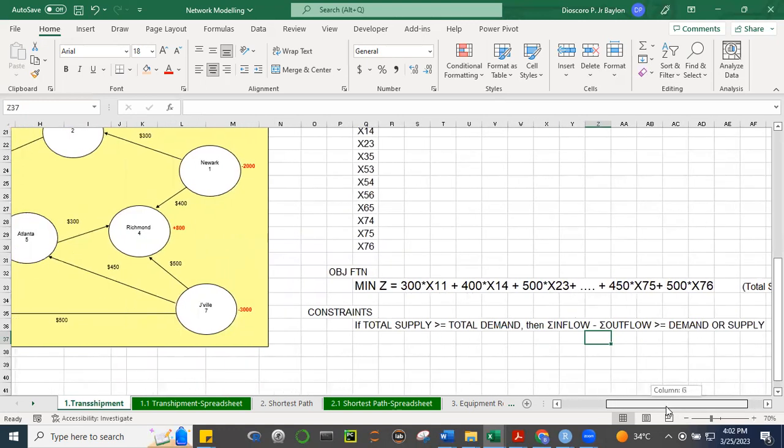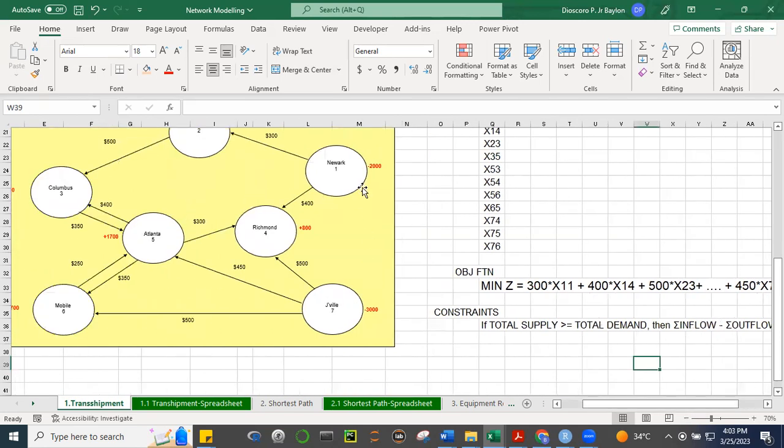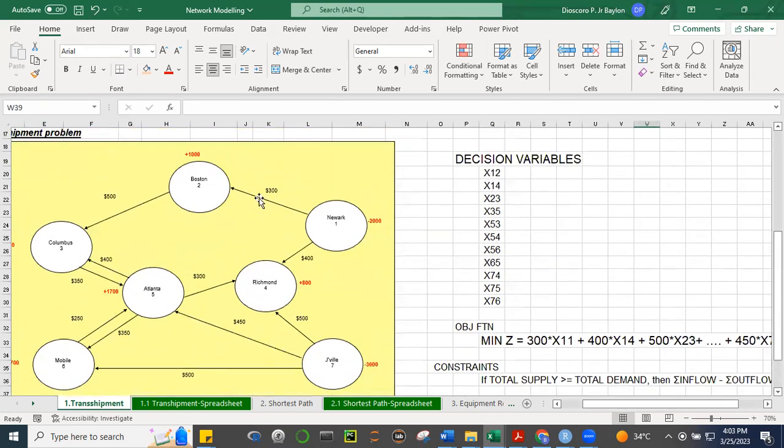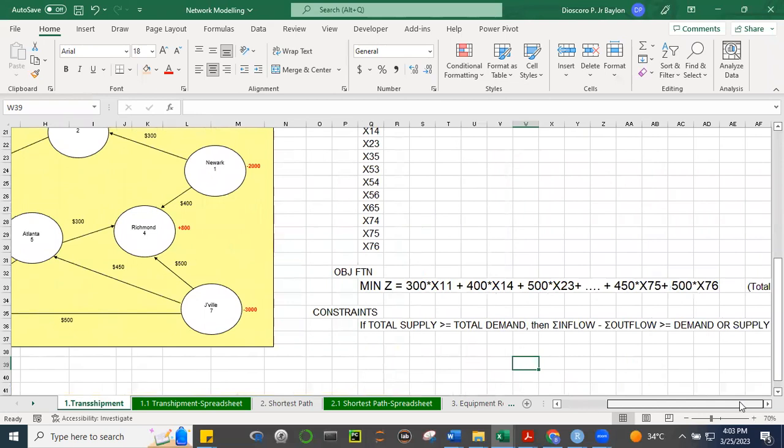Okay, let me illustrate to you one example. This is an assignment that I'll not be collecting, but I hope you do the equation already, because we'll just compare the equation. Let me cite to you an example. Take a look at node number 1. And by the way, first, what's our total supply? Our total supply is 5,000. Our total demand is 4,800. So this first rule will apply.